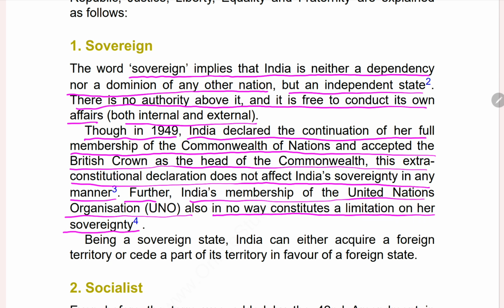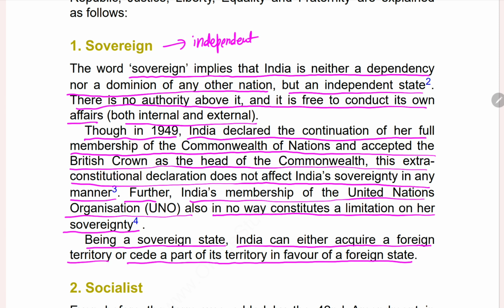The question arises here: if India is a part of the United Nations, does that mean India is not a sovereign country because the United Nations will determine the foreign policy, or directly or indirectly course the future action of India? No, it is not like that. Being a sovereign state, India can either acquire a foreign territory or cede a part of its territory in favor of a foreign state. This is the meaning of sovereignty. Sovereignty means independent, or not dependent on any other country or nation, particularly in the context of India and the Constitution.